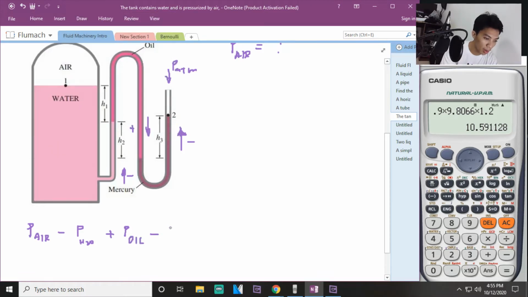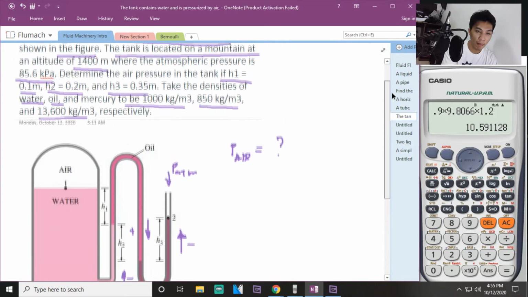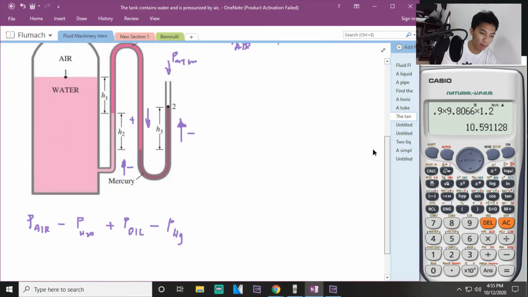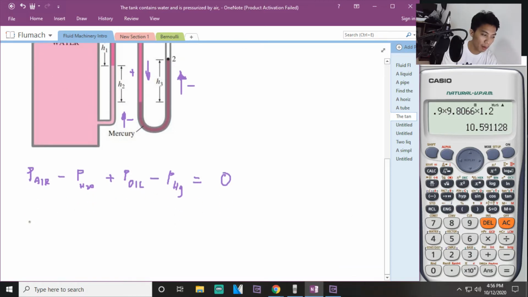Oil. Tapos ito, H. Kasama ko ba yung atmospheric? Oo, sinasama yung atmospheric. Pero since hindi naman yan open naman sa atmosphere, kahit di mo na isama yung atmospheric pressure. Huwag mo na isama yung atmospheric pressure kasi gauge pressure naman nandito. So, this will be equal to 0. Ngayon, pag samasamahin natin sila. So, P air equal to yung pressure sa H2O minus yung pressure kay oil plus pressure nung kay Hg.